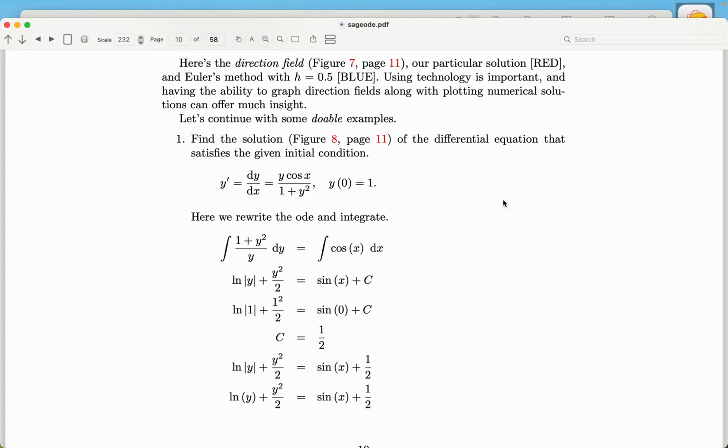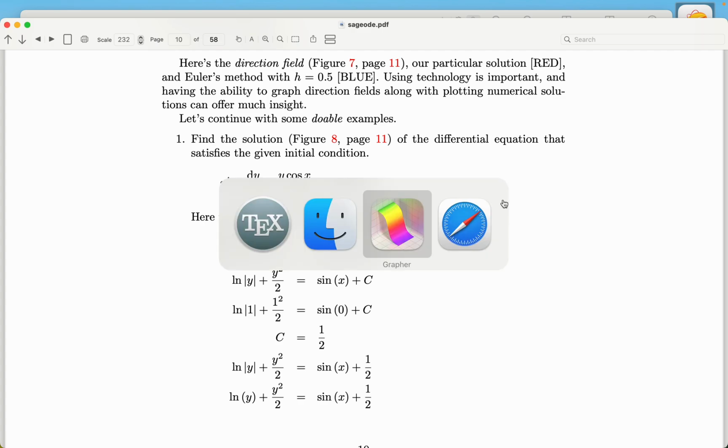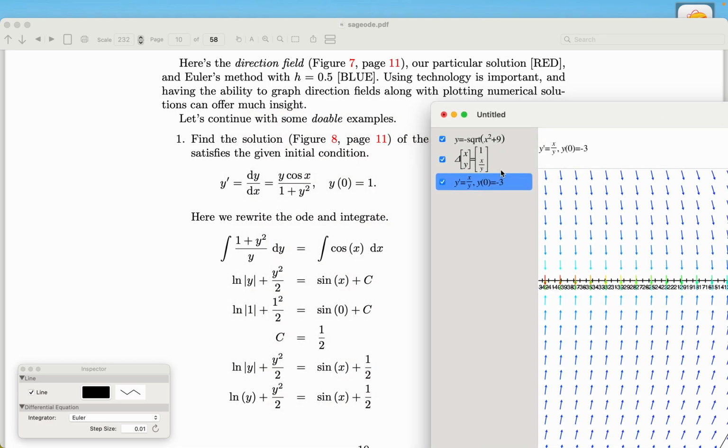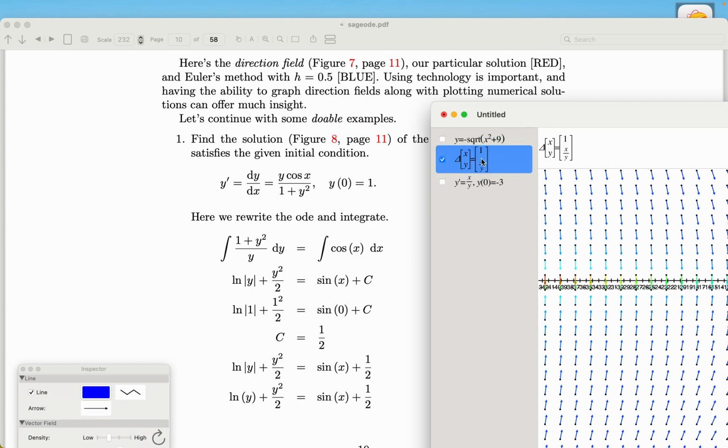Okay, so this is problem number one. It's a separable equation. We just did it at the whiteboard, and I said I'd go to software to try to do this problem over here. So that's what I'm going to do now. I'm going to go back to Grapher, and I've been doing this quite a bit now, right? So I'm just going to turn these off. I'm going to retype over this over here.